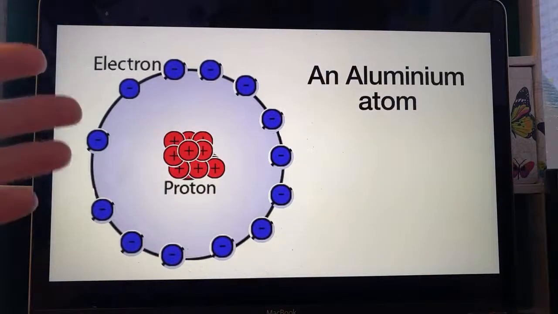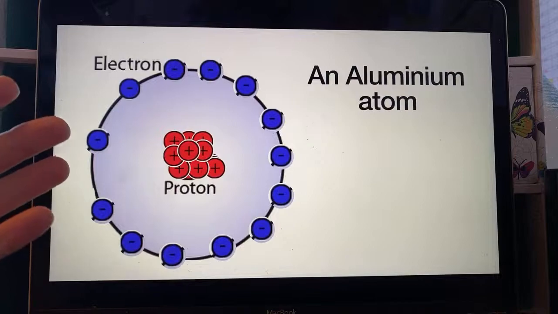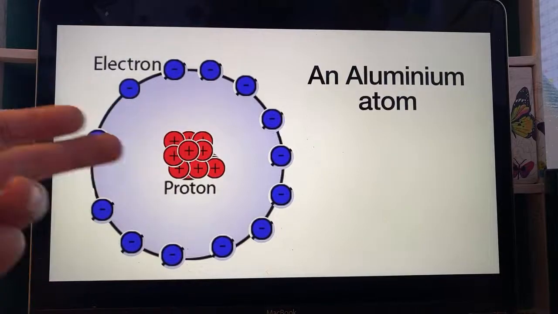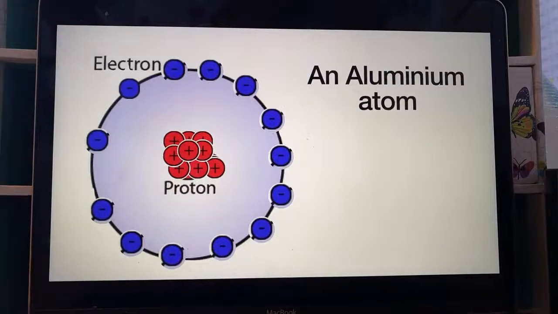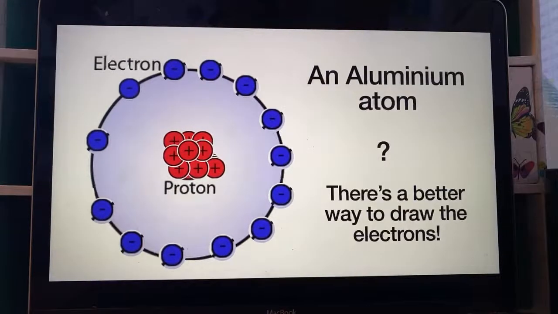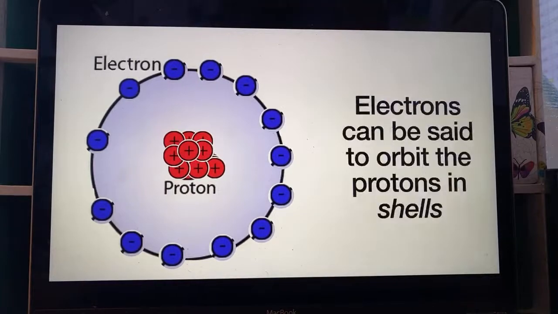Last week, we would have said that this was an aluminium atom. It doesn't look right, does it? There's 13 protons in the middle, there's 13 electrons around the outside, right? So overall it's neutral. But yeah, this isn't what we do. There's a much better way to do it. And it was really confusing people on Facebook, but let's hope that you get it today.